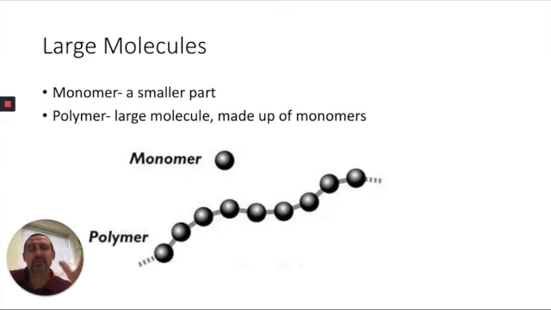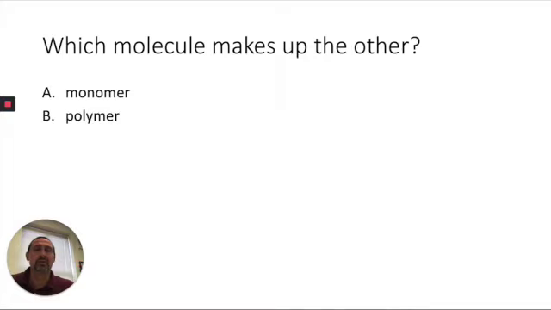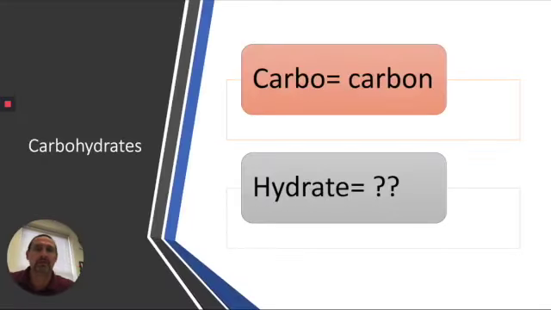These large molecules are made up of smaller molecules. We call the smaller molecules monomers, the individual units, and the large one is a polymer. So each organic molecule is going to have this characteristic where the monomer makes up the polymer.